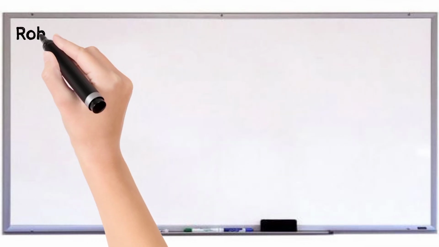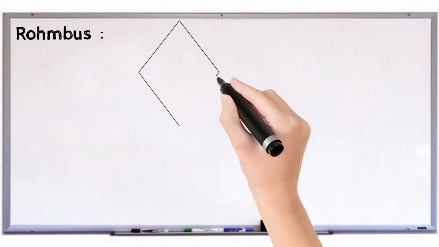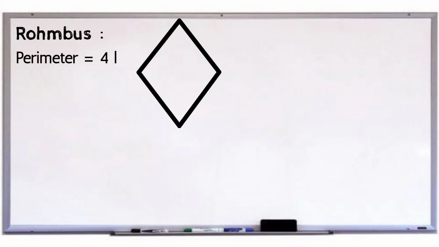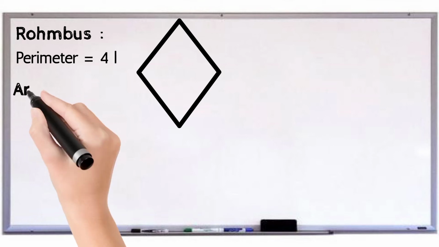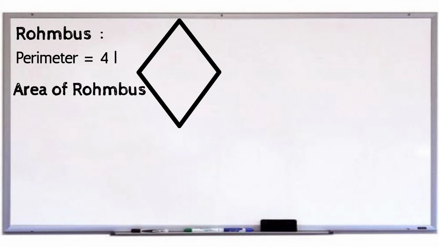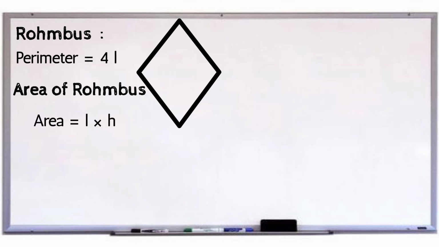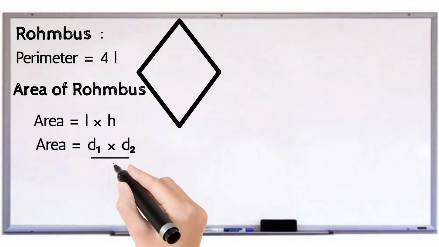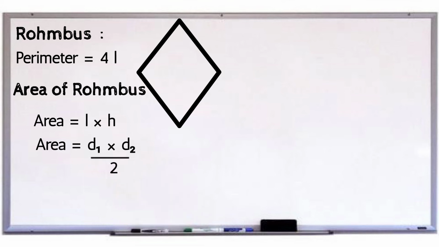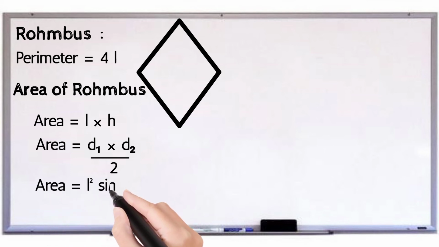Next quadrilateral is rhombus. Like square, perimeter of rhombus is 4 times L because all of its sides are equal in length. But for area, there are 3 formulas. If length and height is given, then area is equal to length times height. And if diagonals are given, then area will be 1/2 times d1 times d2. And if one side and one angle is given, then area will be equal to L square sine of theta.